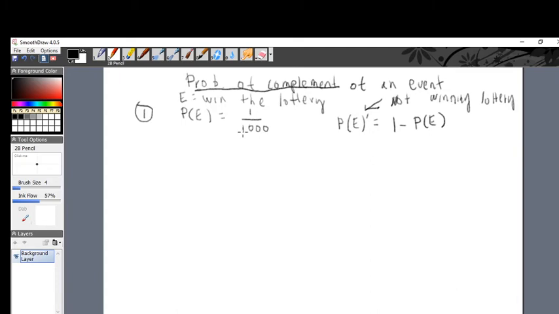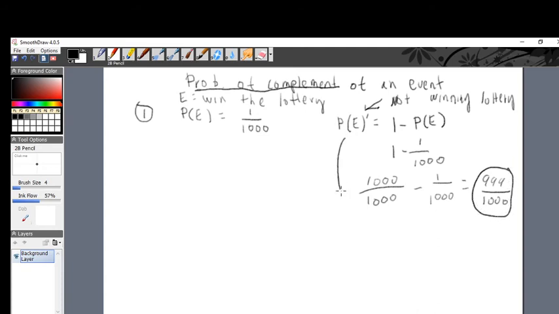The probability of E is 1 over 1,000. So we've got to do 1 minus 1 over 1,000. 1 is the same thing as 1,000 over 1,000, minus 1 over 1,000, which is equal to 999 over 1,000. And that's the probability of not winning the lottery. The probability of E prime is 999 over 1,000.